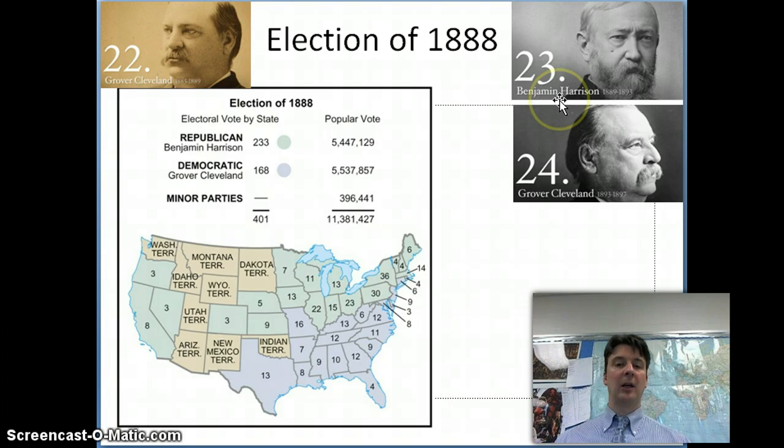Obviously, this is an incredibly close election with 5.4 million versus 5.5 million. Either way, again, this shows the flaws in the Electoral College. The popular vote doesn't win. Grover Cleveland does become president in the next term.